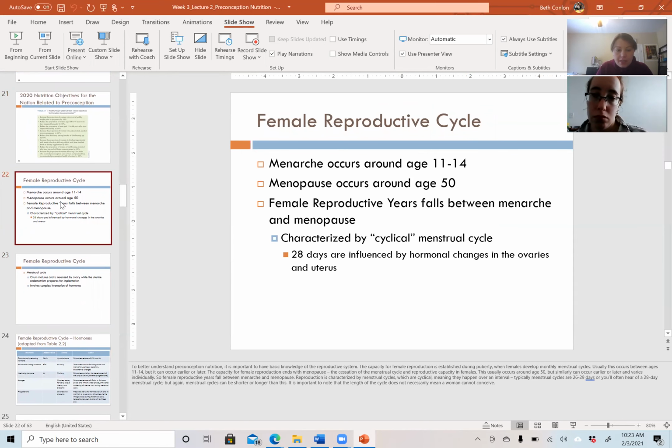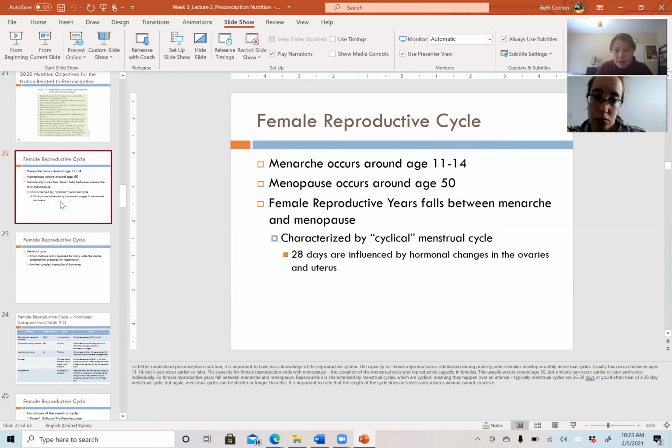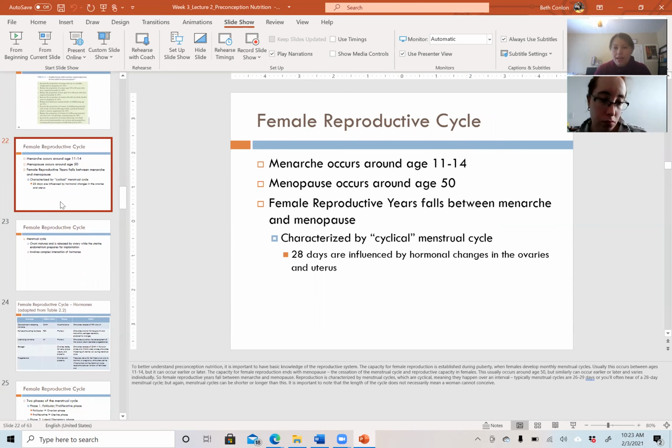I'm going to go through this as a review because we talked about it last on Monday, but just to repeat a few things, we learned that menarche, the start of a woman's menstrual cycle, usually occurs around ages 11 to 14, and there are variations. Some women have it occur earlier in childhood, some might be a little bit later.